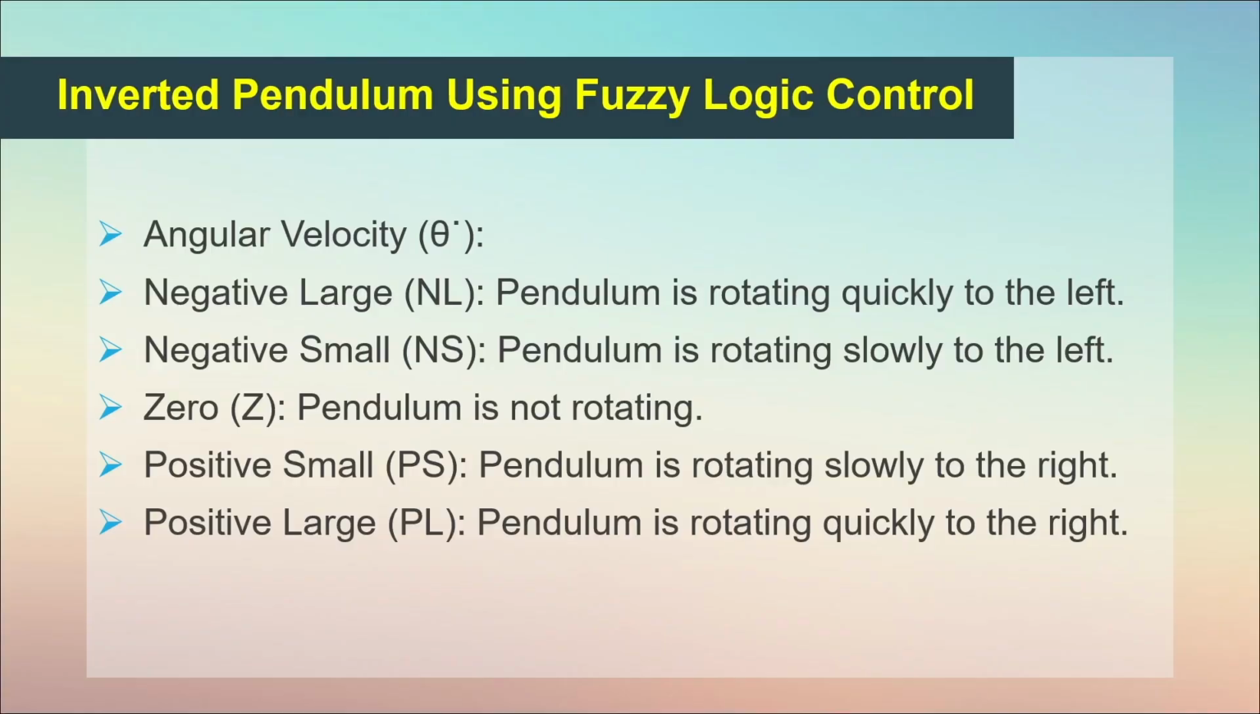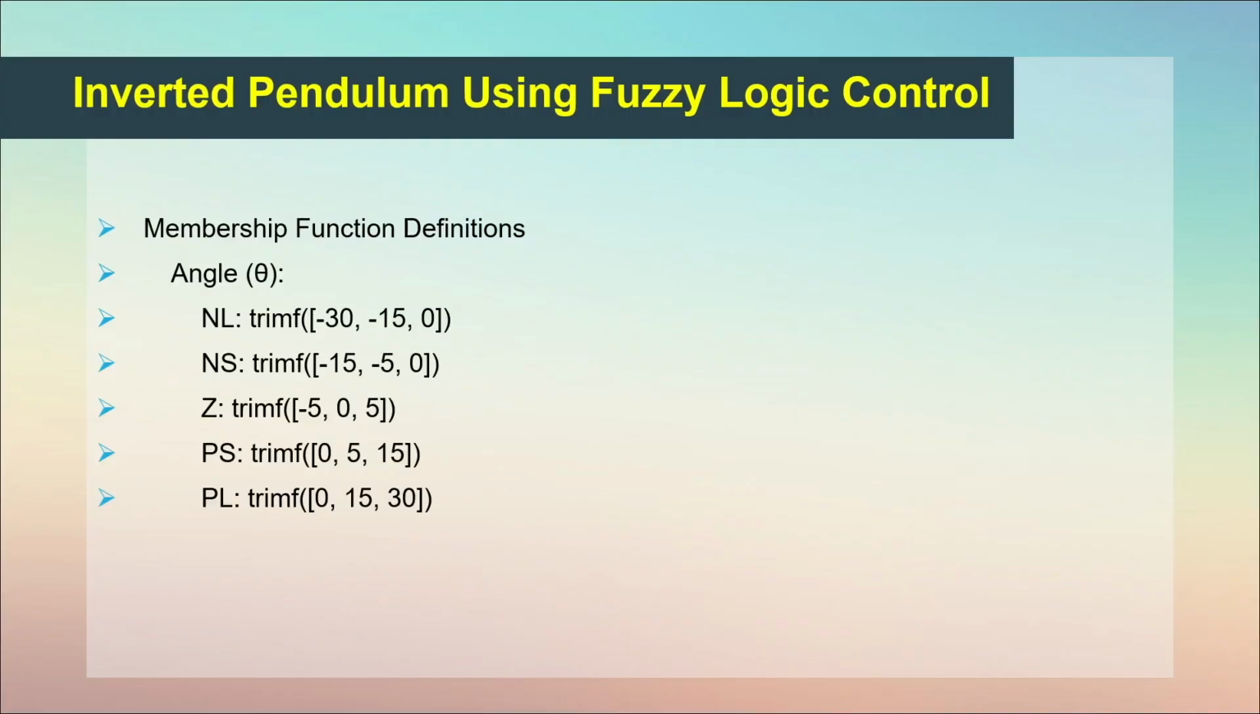So you need to understand the idea of the operation of the inverted pendulum. Angular velocity is designed as: the pendulum is rotating quickly to the left, the pendulum is rotating slowly to the left, the pendulum is not rotating. So these are all the variables that you can understand from the way in which the inverted pendulum operates to control the system.